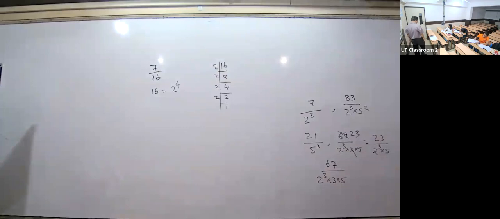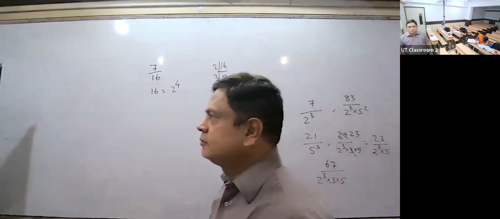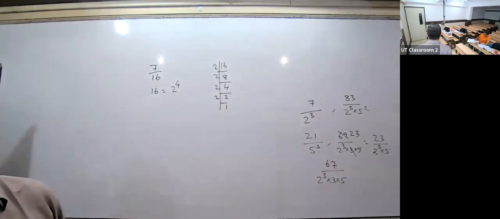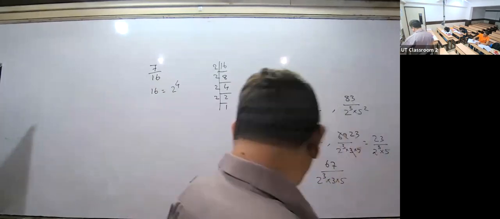Okay, it is right. So the denominator has factors of 2 only. Therefore, it is a terminating decimal. Same way, next.